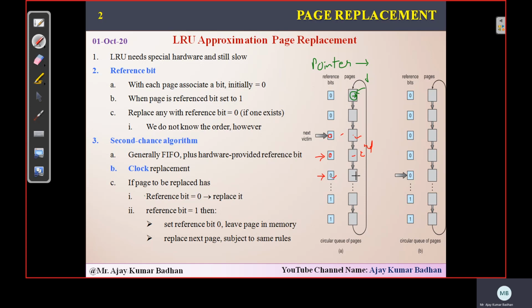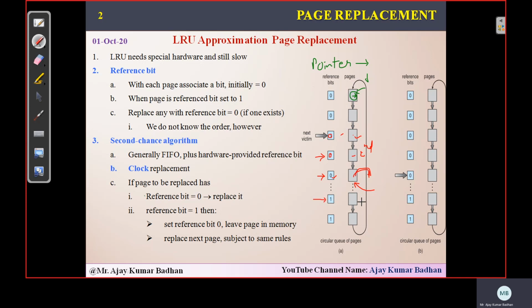So this page will be replaced. So we will swap out. See, reference bit 0 indicates that there is no modification done to that particular page and it has been there for a very long duration. So we can remove this page, and whatever new page is coming, we can insert into this particular frame. Okay, again when it comes to here, this is one set.